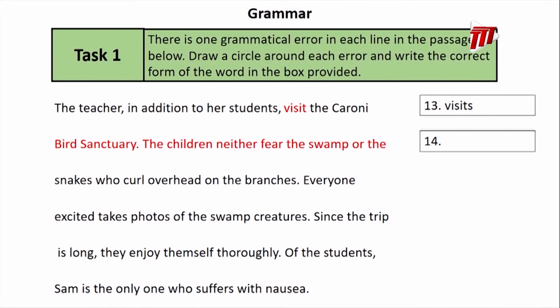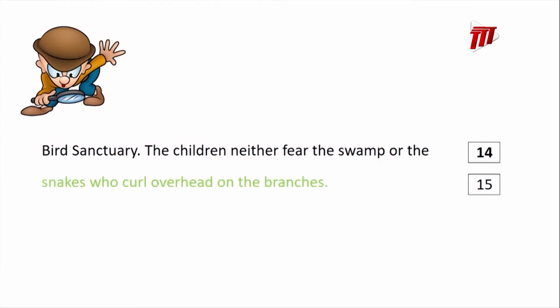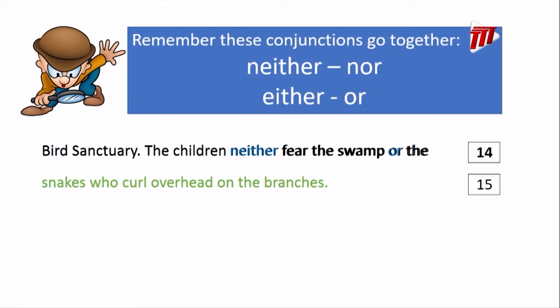Let's go on. They visit the Caroni Bird Sanctuary. The children neither fear the swamp or the snakes who curl overhead on the branches. I'm just reading on to make sure I understand what's happening. The children neither fear the swamp or the snakes. What's the rule there? What is the rule? Is neither followed by or? Or you learned this already, yeah? Remember the conjunctions that go together. Neither is followed by nor, and either is followed by or. Remember that. It's a rule you must remember.